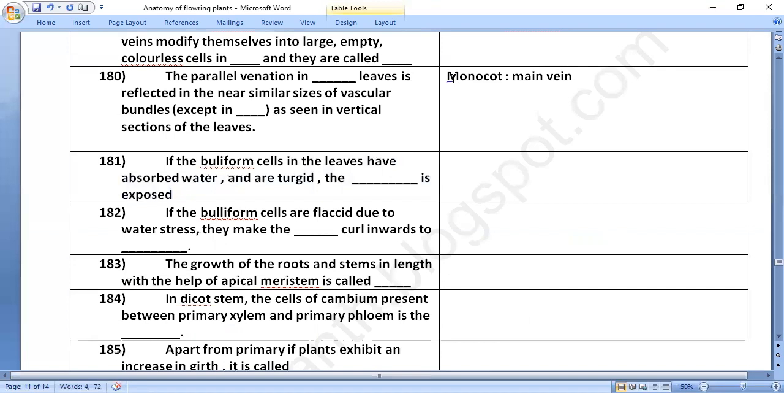If the bulliform cells in the leaves have absorbed water and are turgid, the leaf surface is exposed. If the bulliform cells are flaccid due to water stress, they make the leaves curl inwards to minimize water loss.